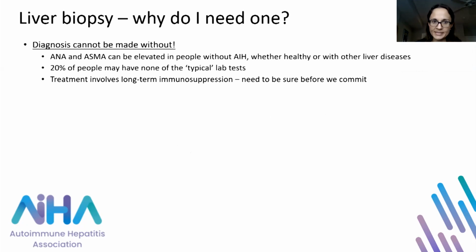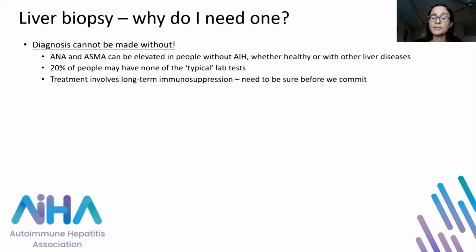So what about the liver biopsy? Why do you need one? Well, the reality is that the diagnosis really cannot be made without it. And there's a couple of reasons for that. Number one, those tests, the ANA and the ASMA, can be elevated in patients who do not have autoimmune hepatitis, even if they're healthy or if they have other liver diseases. In addition, about 1 in 5 patients with autoimmune hepatitis don't have any of the typical lab tests. And so you may need to pursue the liver biopsy in order to confirm the diagnosis in those patients as well. It might be your only finding, really.